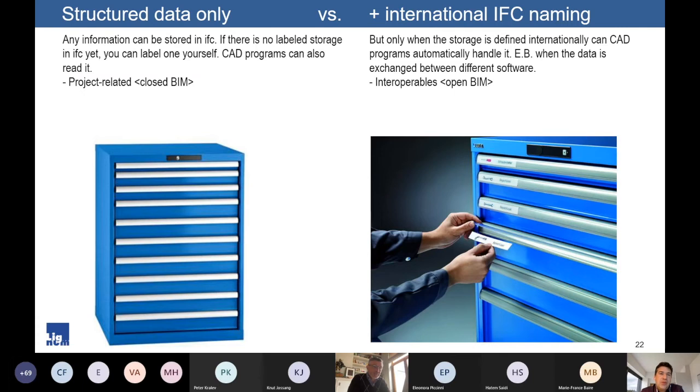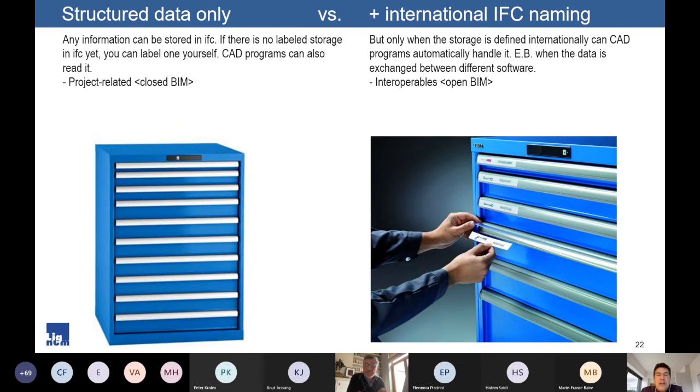Another image to show you what is closed BIM and what is open BIM. Closed BIM is, for example, if you have a cupboard in your office and you put your documents in different places, but you know it without writing on it where it is. And everybody in your office knows where the information is. So this is closed BIM.